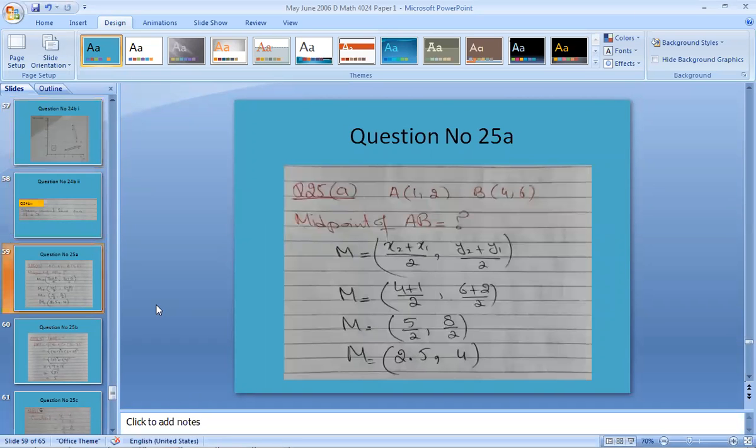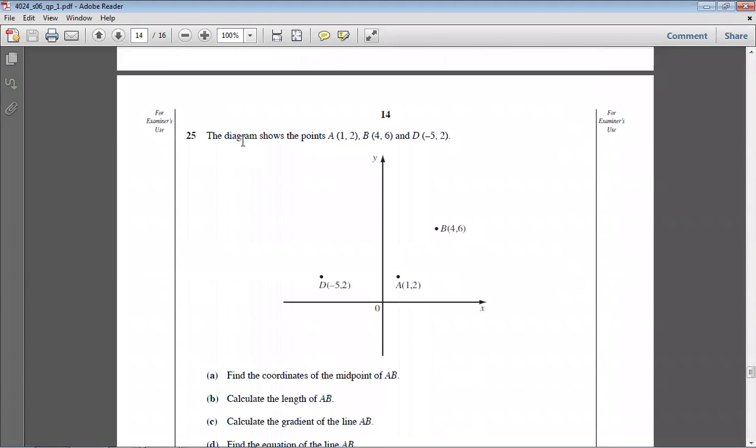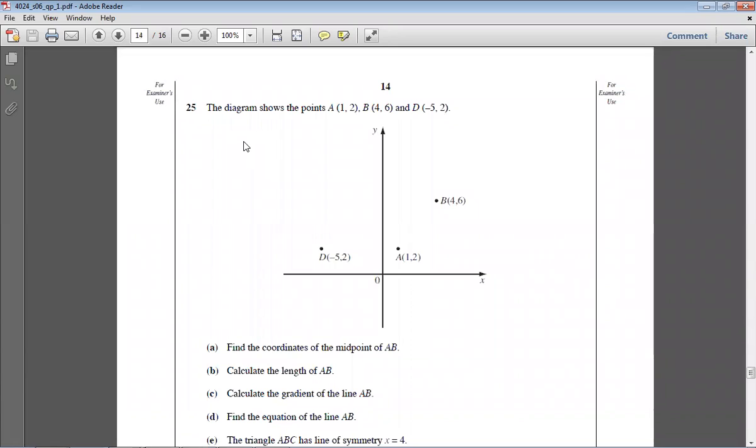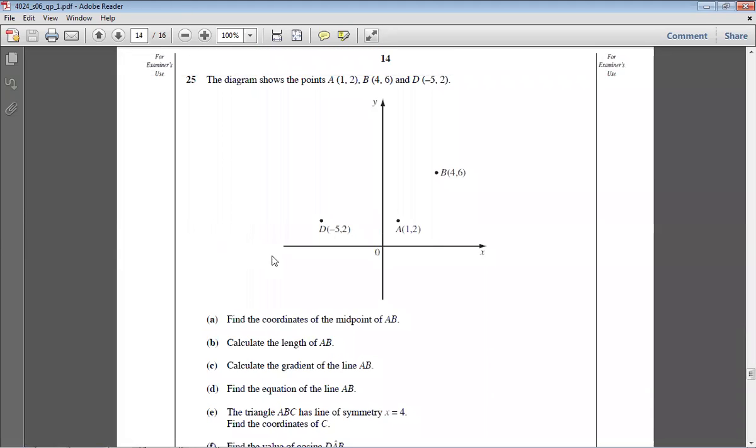Okay, so the next question number 25. He says the diagram shows the point A, which is 1, 2, point B, which is 4, 6, and the point D, which is -5, 2. And he says find the coordinates of the midpoint of the AB. Then he says calculate the length of the AB. Then he says calculate the gradient of the line AB. And then he says find the equation of the line AB. Okay. So on the line AB, we have to do everything. Okay, this up to the D point.